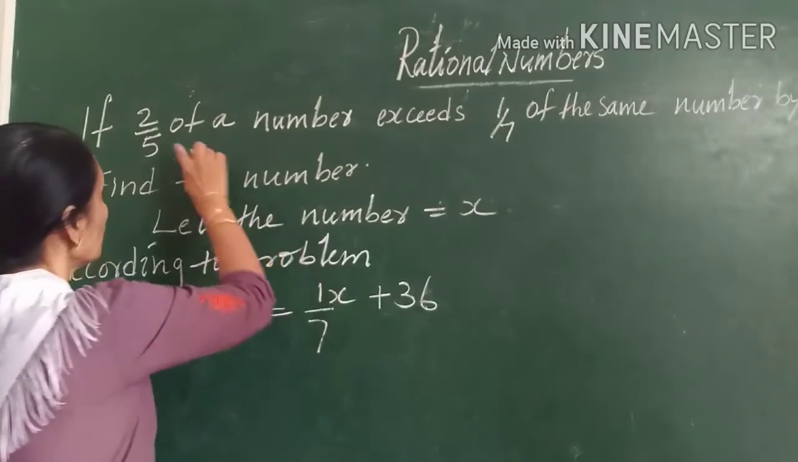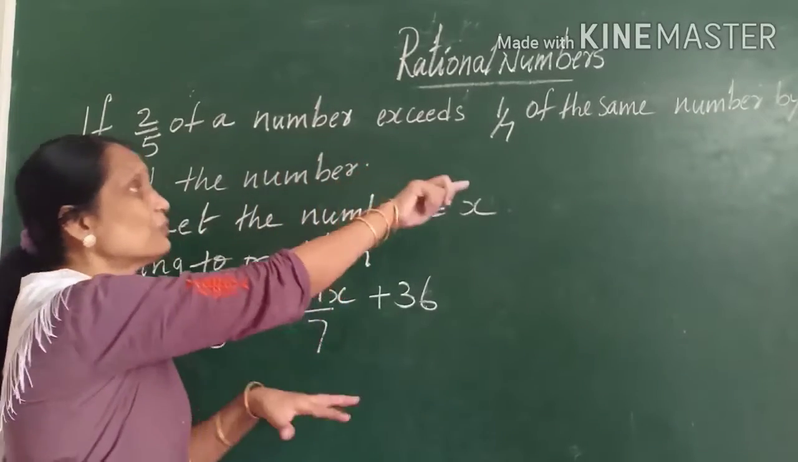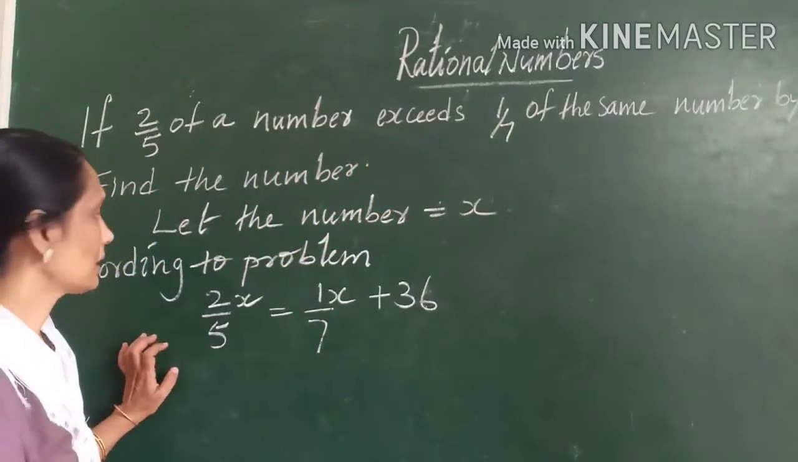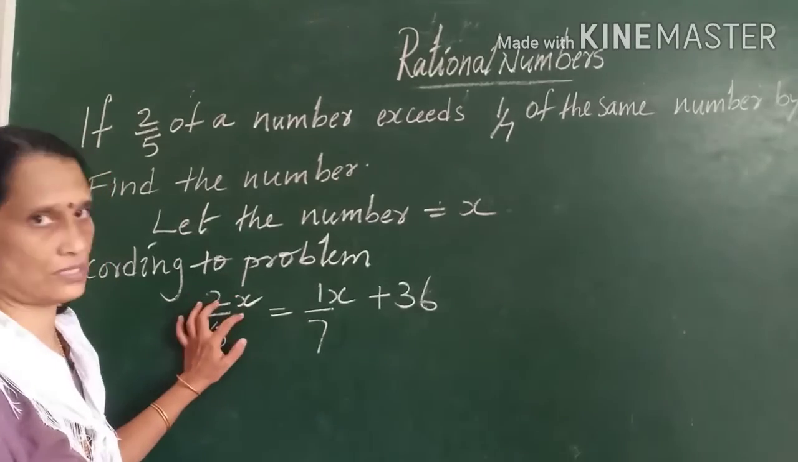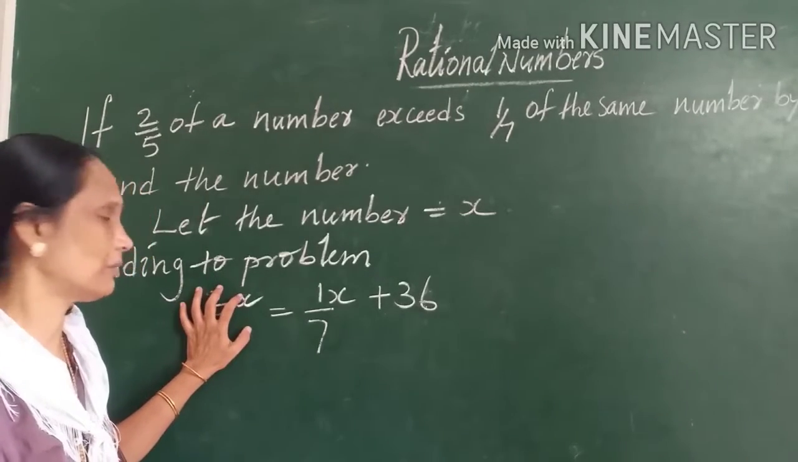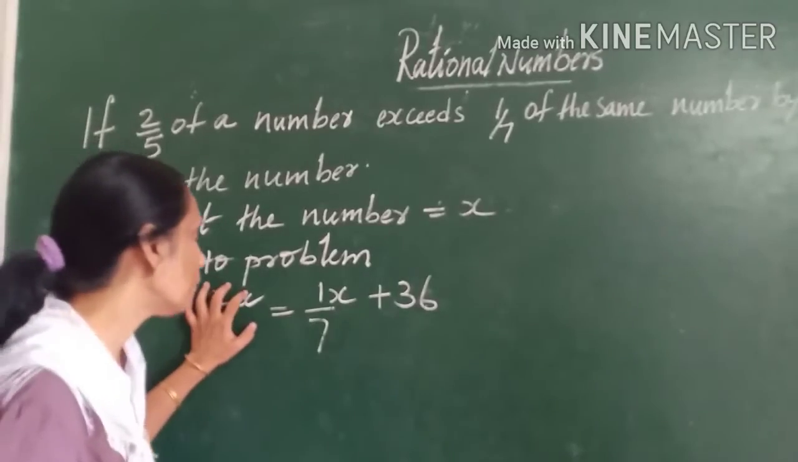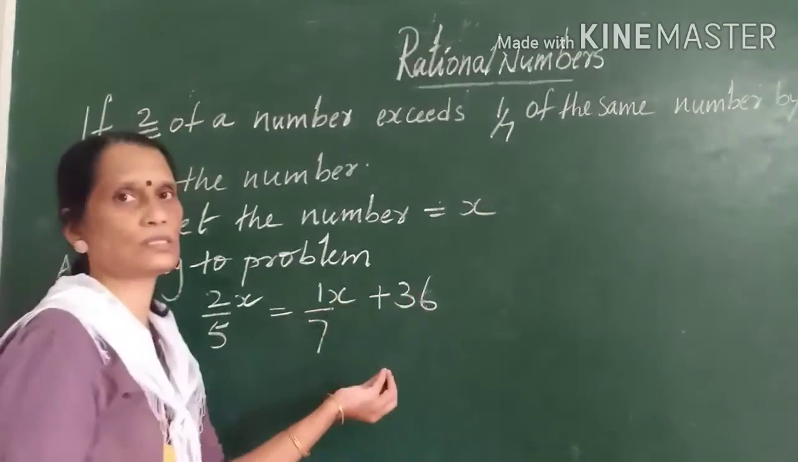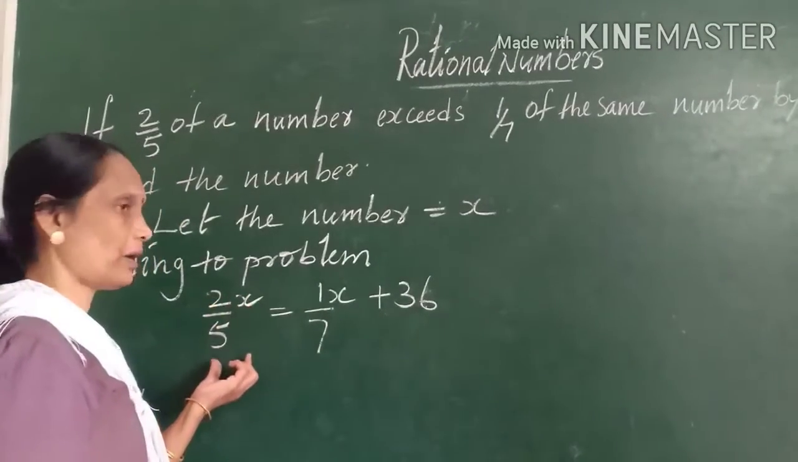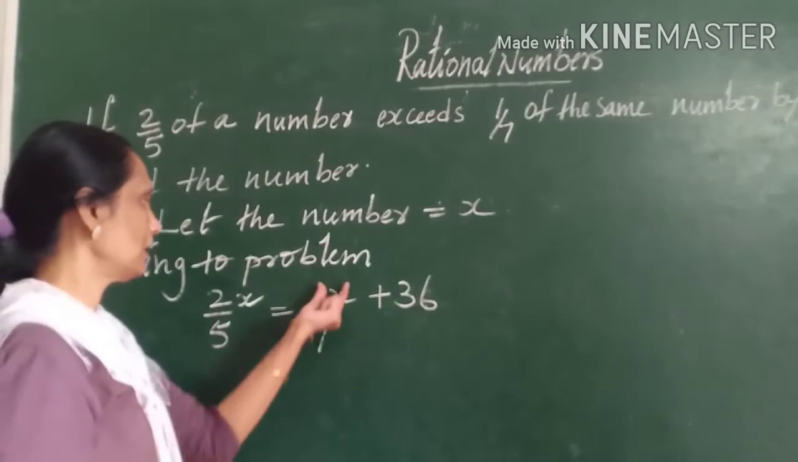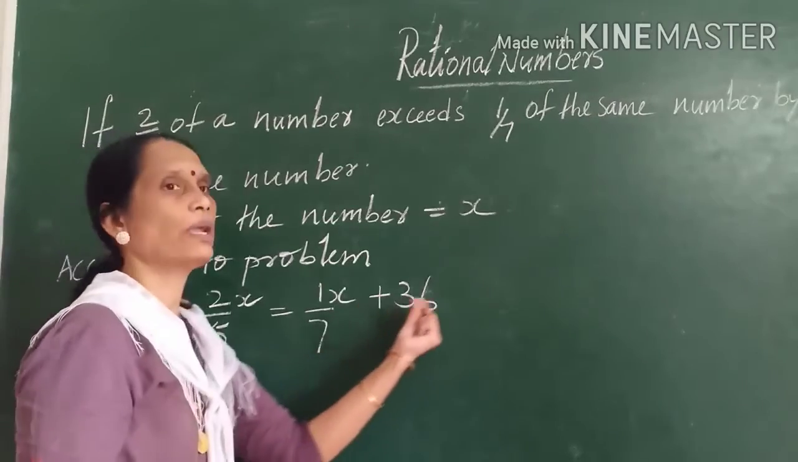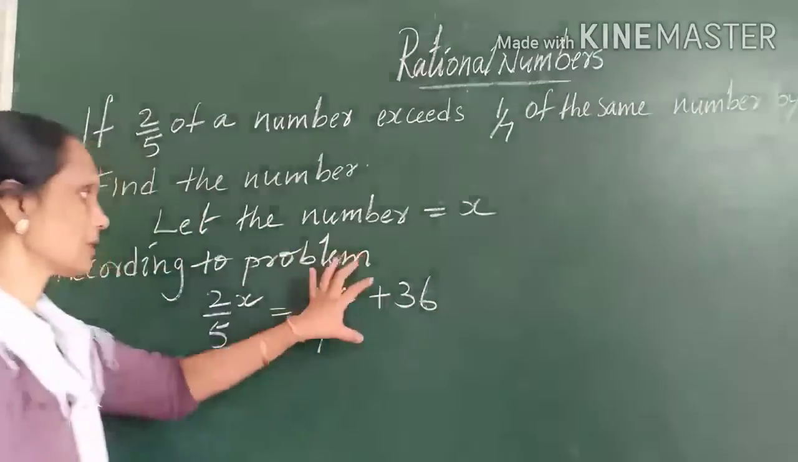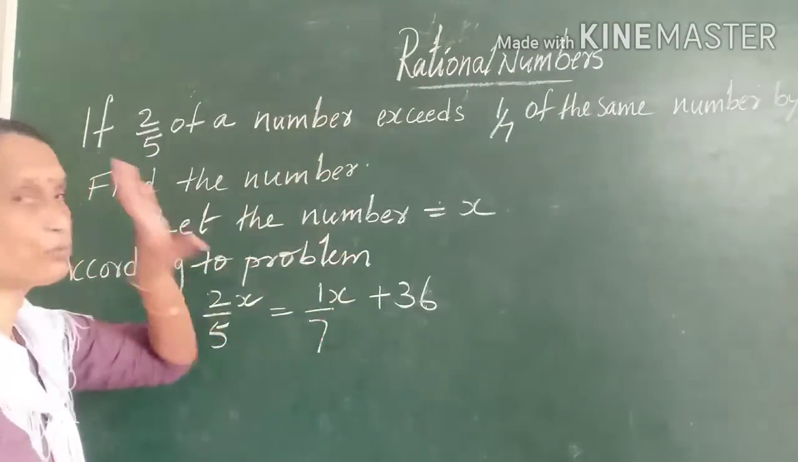Okay, once again, 2 by 5 of a number exceeds 1 by 7 of the same number. Then 2 by 5x is the bigger number. This is more than x by 7. How much more? 36. So 2x by 5 is exceeding x by 7 by 36. This is the concept, which you have to write in this way as a formula.